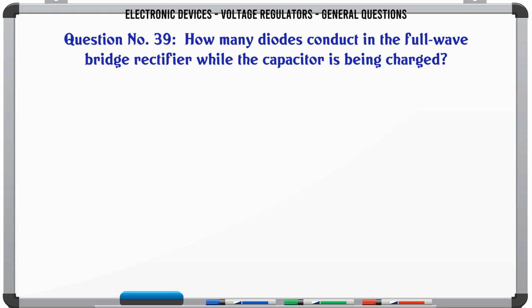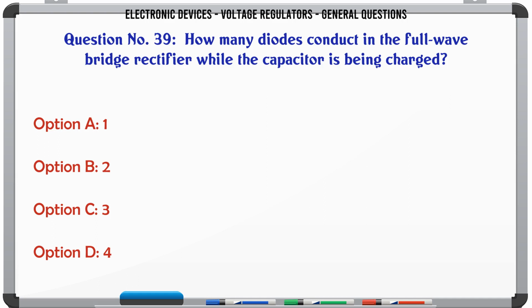How many diodes conduct in the full wave bridge rectifier while the capacitor is being charged? A. 1, B. 2, C. 3, D.